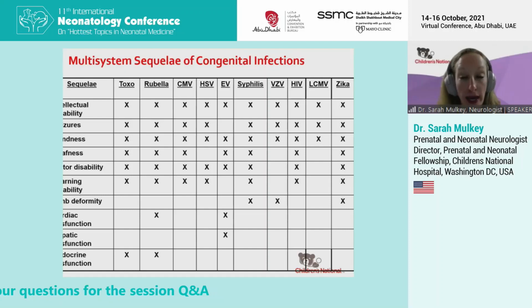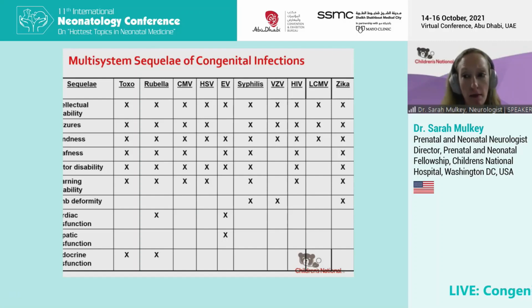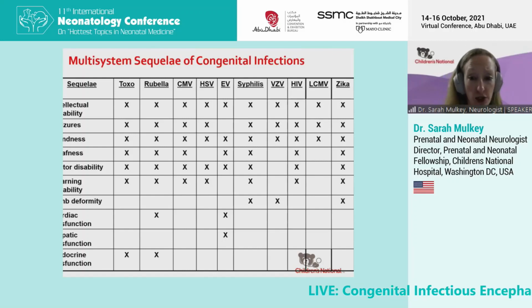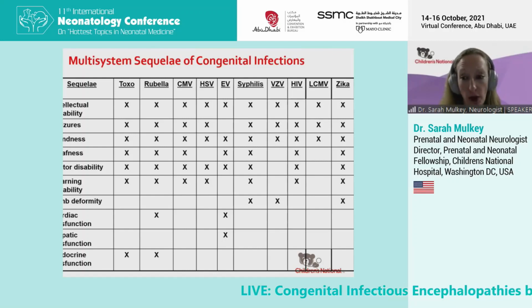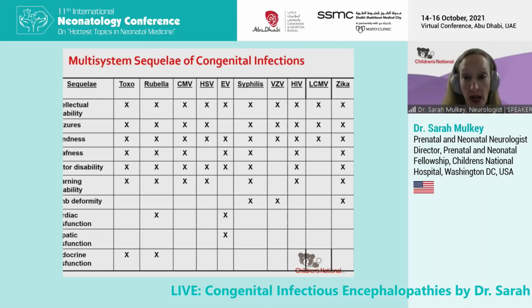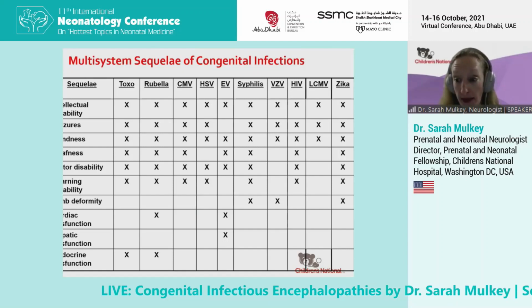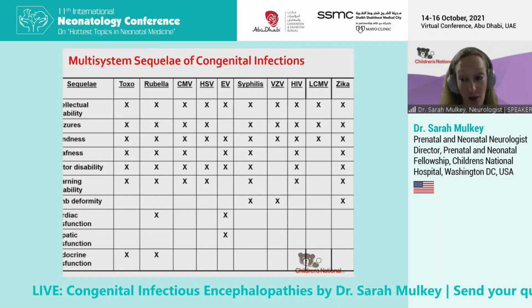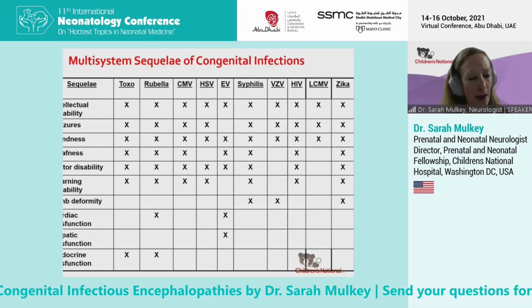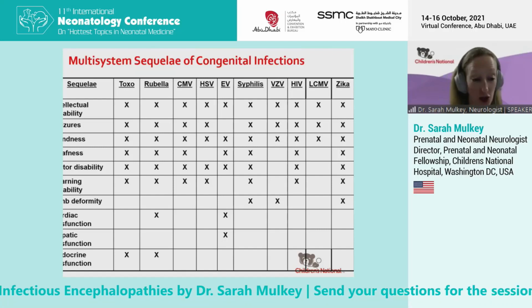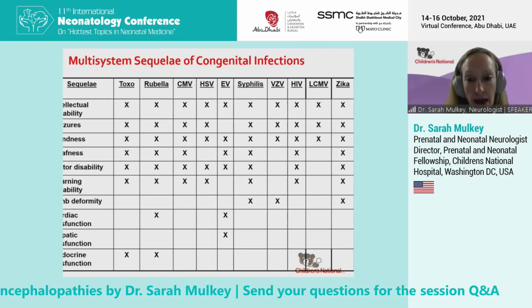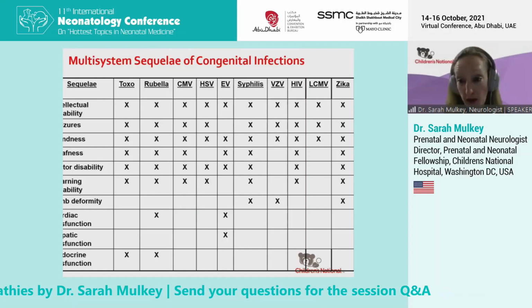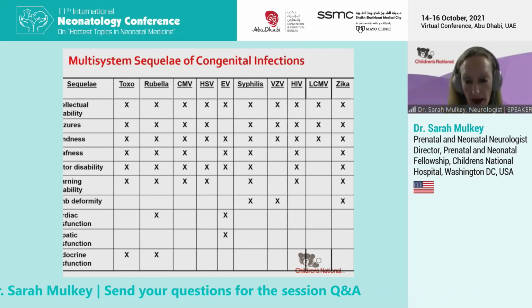We care a lot about congenital infections because they can cause a whole host of sequelae to the baby. Most of these, or all of them, really can cause intellectual disabilities. They can cause seizures, blindness, deafness, motor disabilities, and learning disabilities. We can see limb deformities in some of them, and Zika is one of the new ones that has been recognized to cause arthrogryposis. Also cardiac dysfunction, hepatic dysfunction, and endocrine dysfunction. It's important to recognize these because some may have specific treatments, and it really can affect the whole body of the baby.